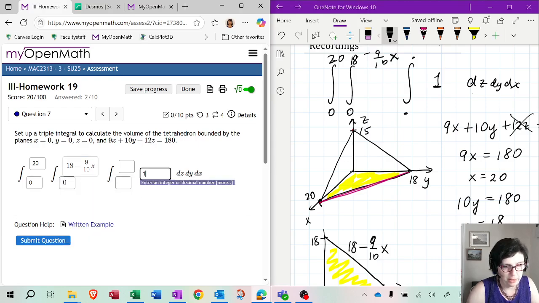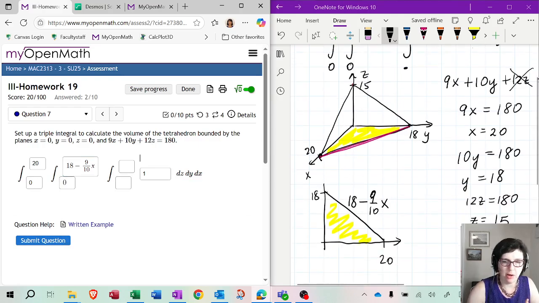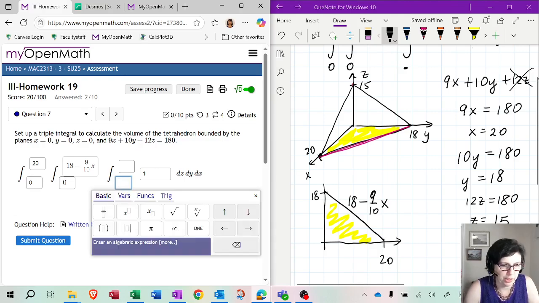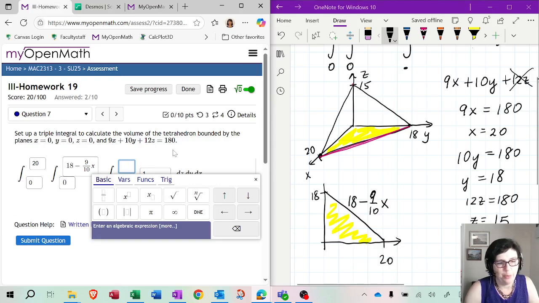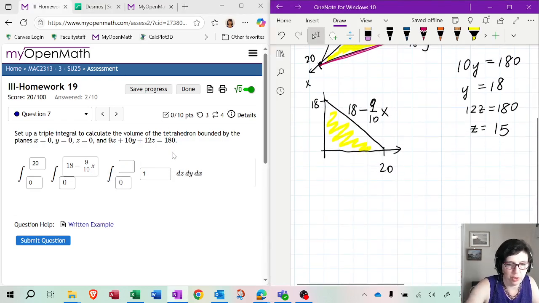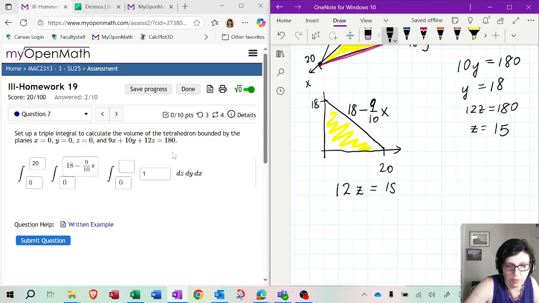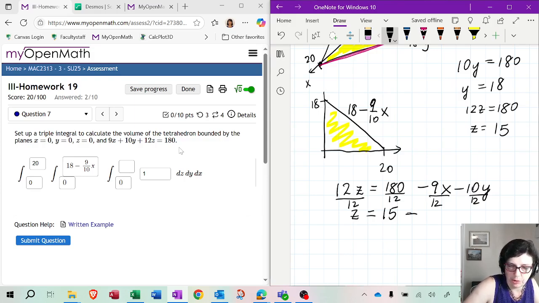And then finally, the z limits. The z limits go from the bottom surface to the top surface. The bottom surface here is the xy plane, which has the formula z equals 0. The top surface is the slanted plane, but we have to express it in terms of z, because we need the surface in the format z equals something. So 12z equals 180 minus 9x minus 10y, and dividing everything by 12 will give you the inside limit: 15 minus 3/4 x minus 5/6 y.